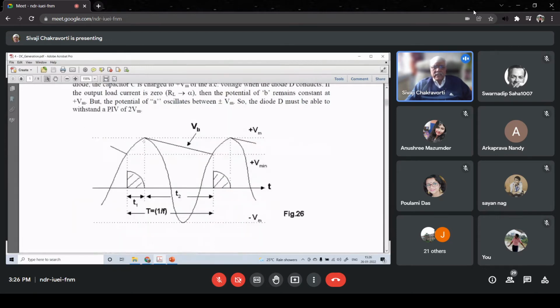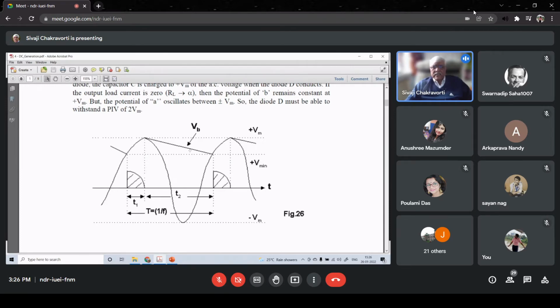So diode D is reverse biased. You can see in this figure that after theta is equal to 90 degree, the diode D is reverse biased, but then the capacitor starts discharging. So the voltage starts dropping. Of course, this diagram is not correct. It is actually an exponential drop, not a straight line. But then you ask me why it was drawn as a straight line.